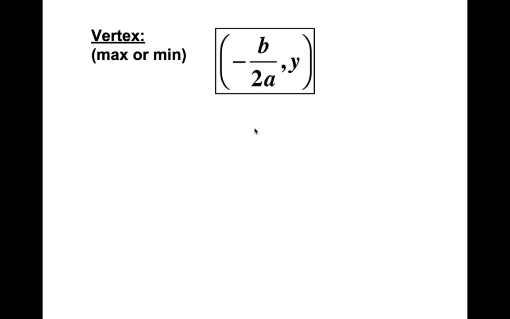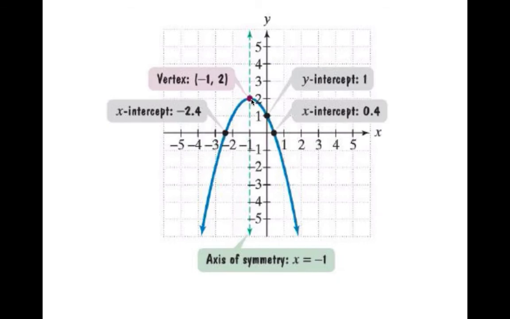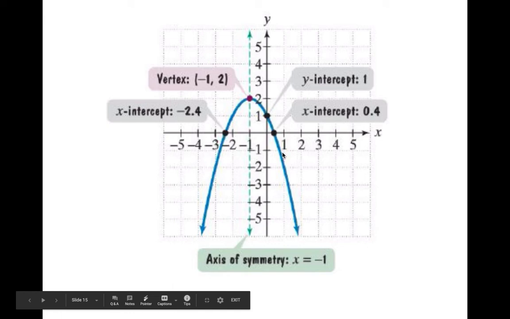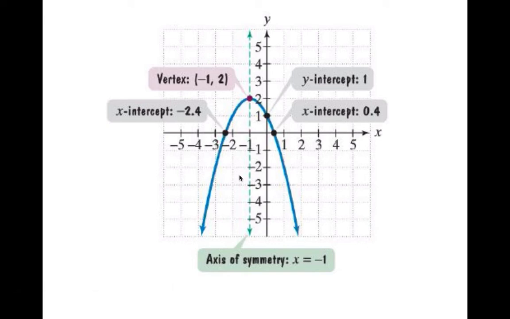Your vertex can be found by the equation negative b over 2a, comma y. This will be the maximum or minimum point in your graph. So in this case, my vertex is negative 1, comma 2. So that's the maximum point on this curve.